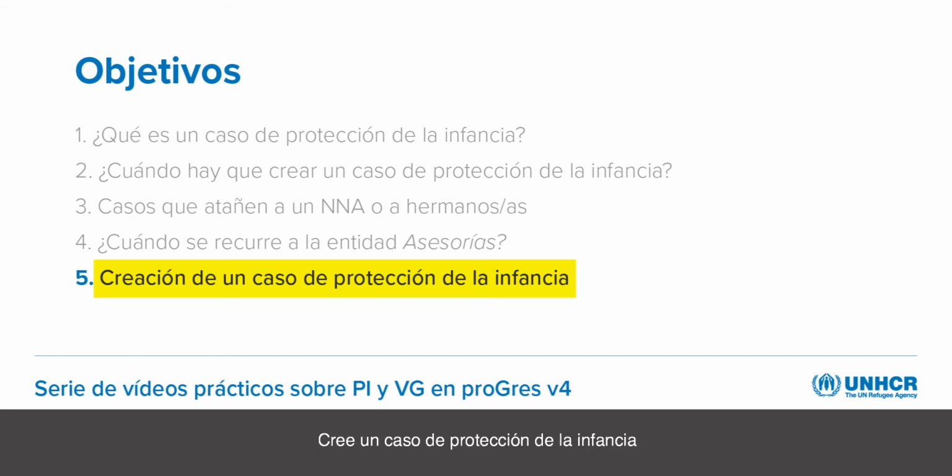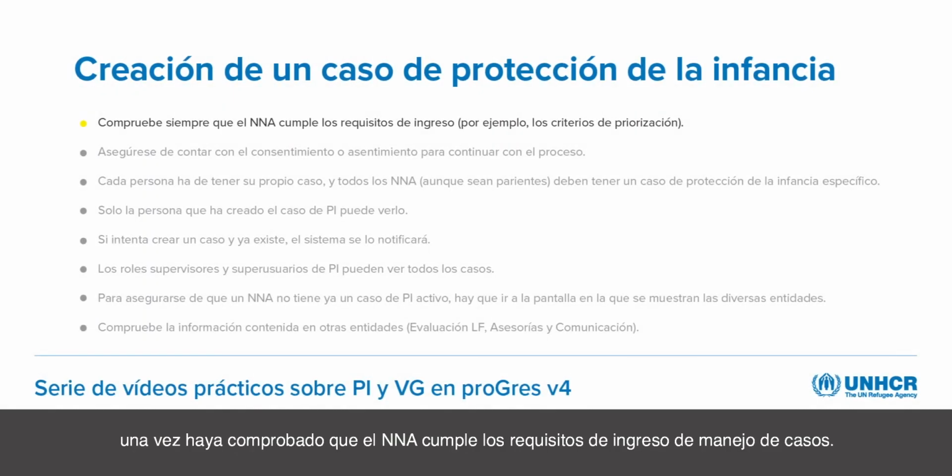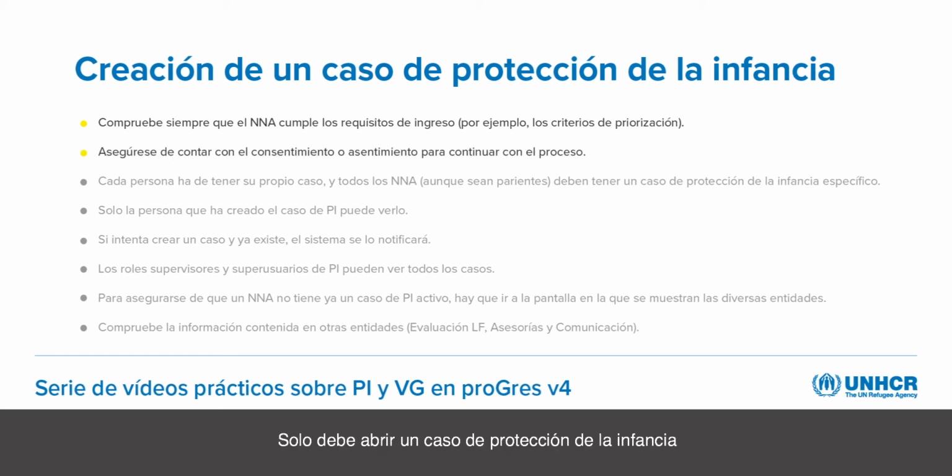You should create a child protection case when you have verified that the child meets the intake requirements for case management, for example, according to your prioritization criteria. You should only open a child protection case when you have the consent or assent to proceed with case management.